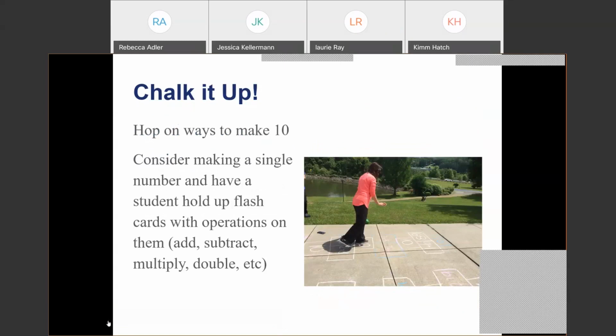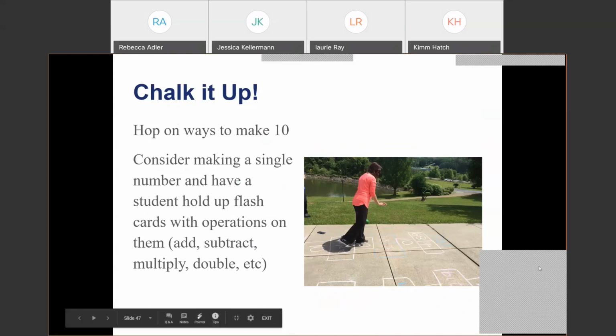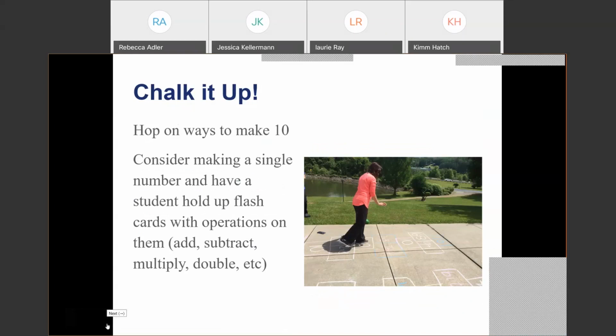Hopscotch, but with a little twist on it. How many times can you hop through this and make the number 10 or 20? You can use just a regular 1 through 10 hopscotch. You can change the numbers and make them all different and make them go through the hopscotch, but by creating a sum of numbers or multiplying.